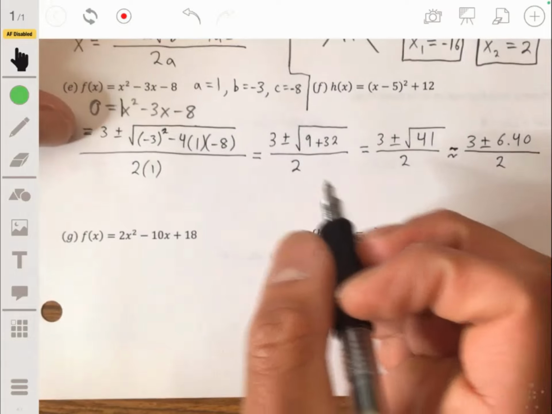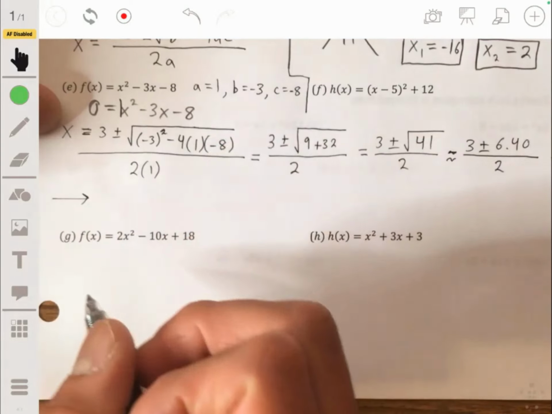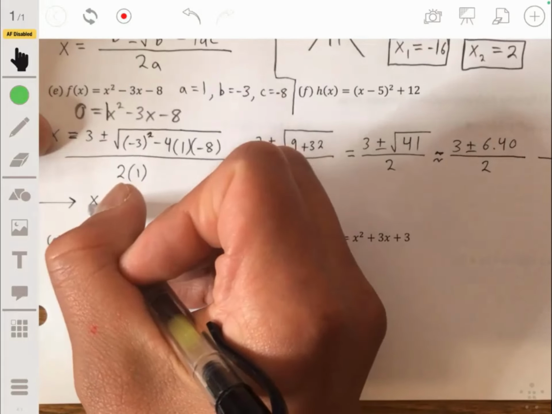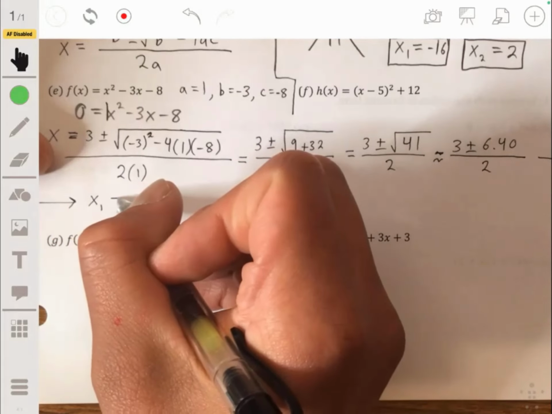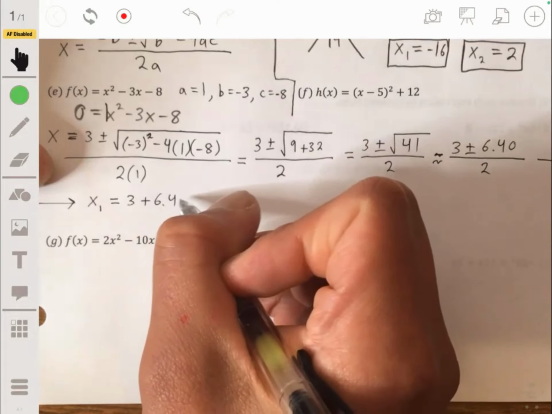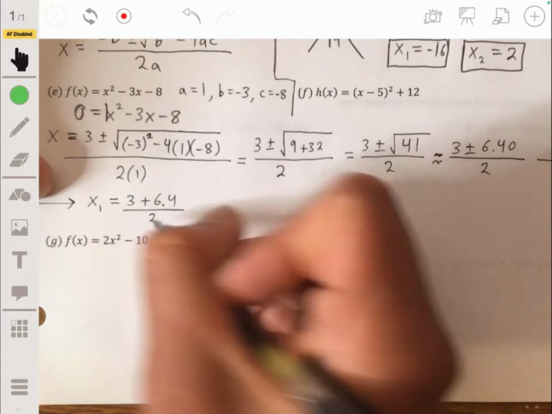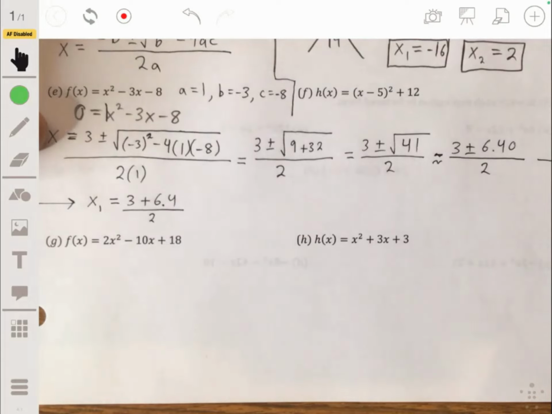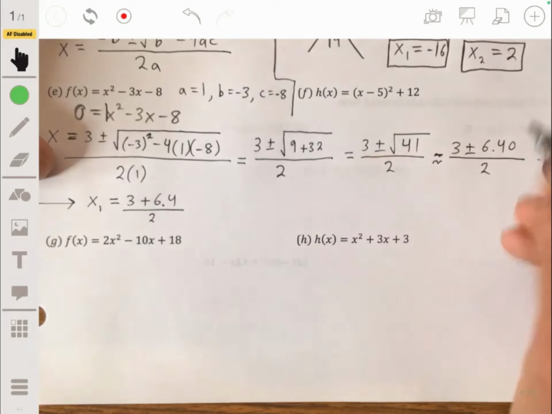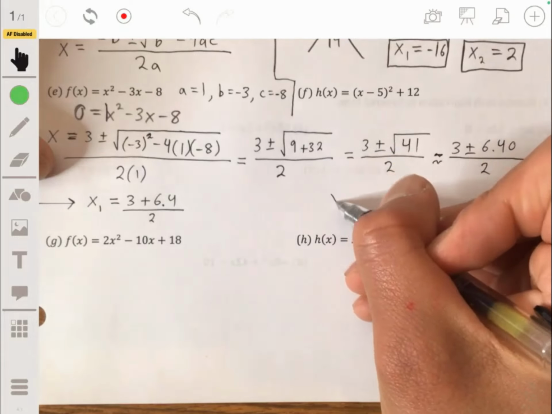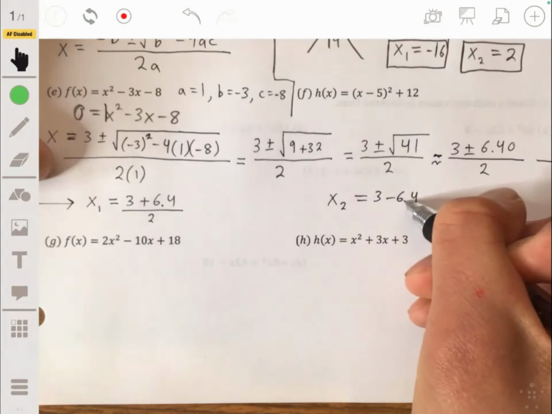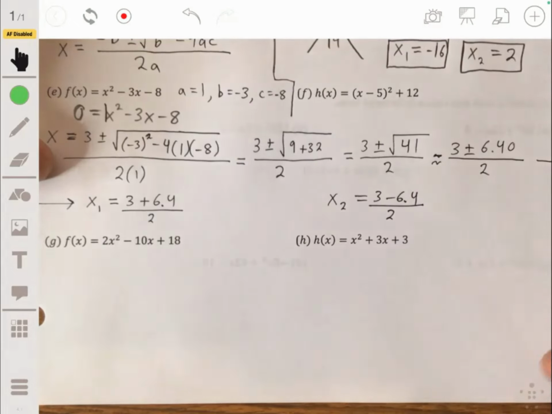So we got two answers here. We have one answer where you're going to add that 6.4. So we'll have x1 be where you're going to add 3 plus 6.4 all over 2. And we're going to have x2 be where you subtract 6.4. So x2 will be 3 minus 6.4 all over 2.